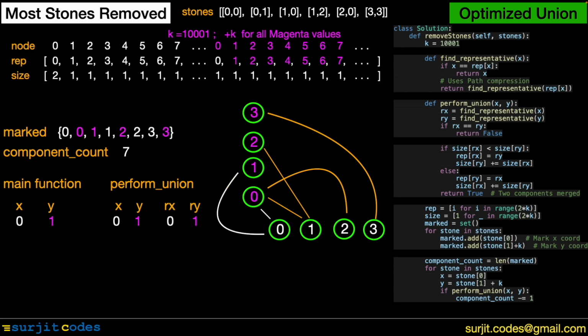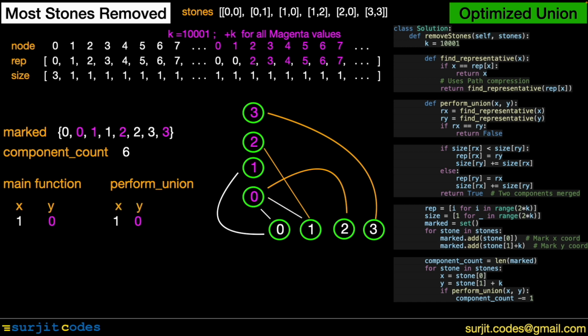In the next iteration, x and y are 0 and k plus 1. Both are their own representatives. 0 becomes representative of k plus 1 also, and size of 0 becomes 3. Perform union returns true and component count is reduced to 6.